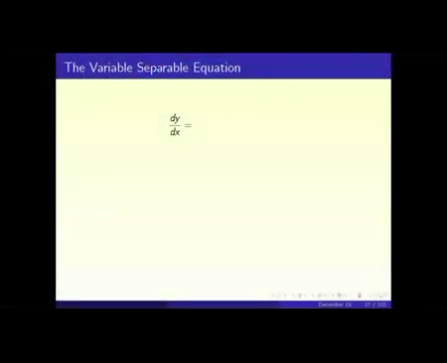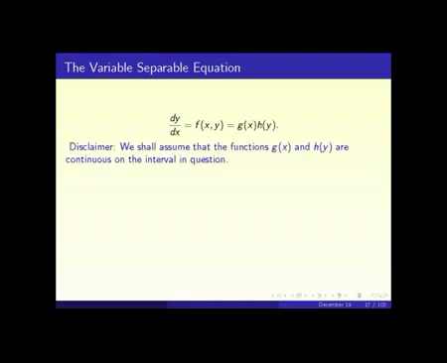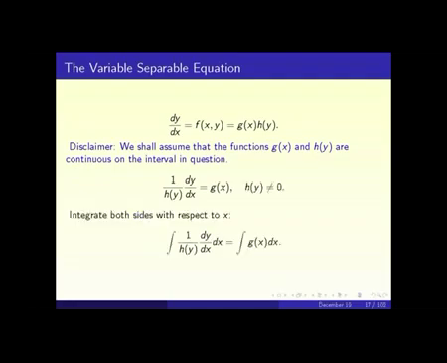Let us write that down. So, you are looking at dy by dx equal to f of x, y, and I am assuming that this f of x, y is of the form g of x into h of y. So, what am I supposed to do next? I will divide by h of y, and I will write it as 1 upon h of y into dy by dx equal to g of x. Of course, I am going to assume that h of y is not 0.